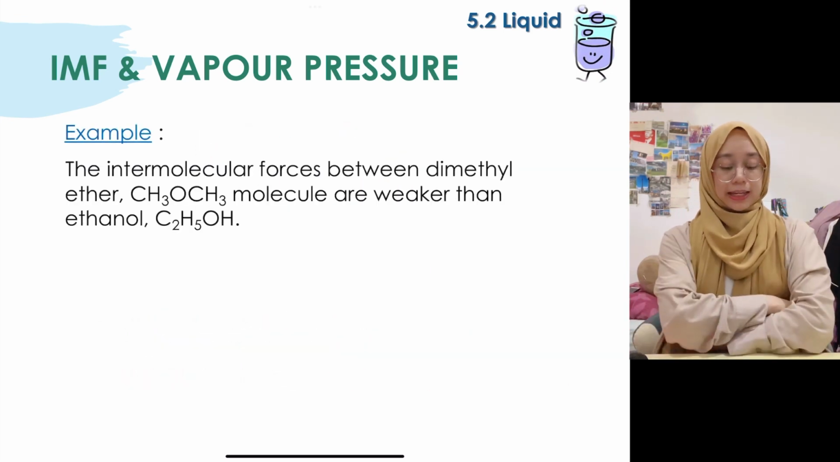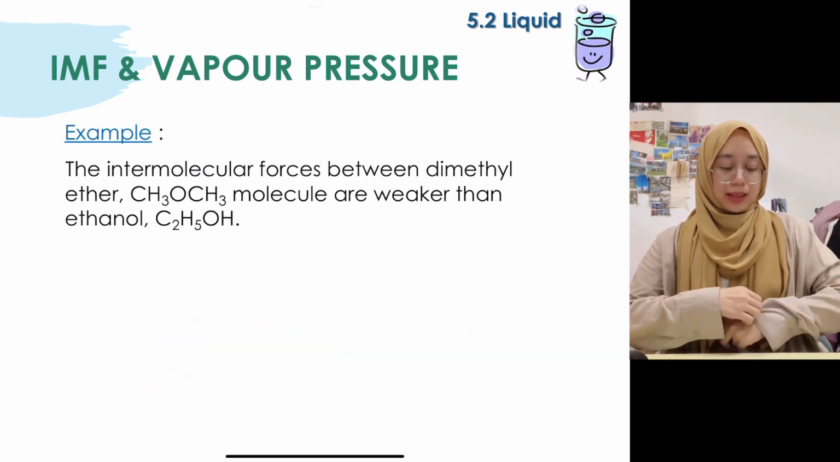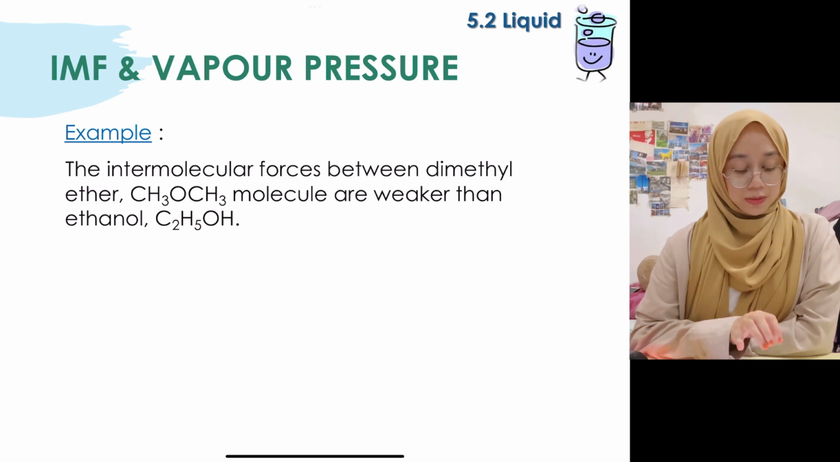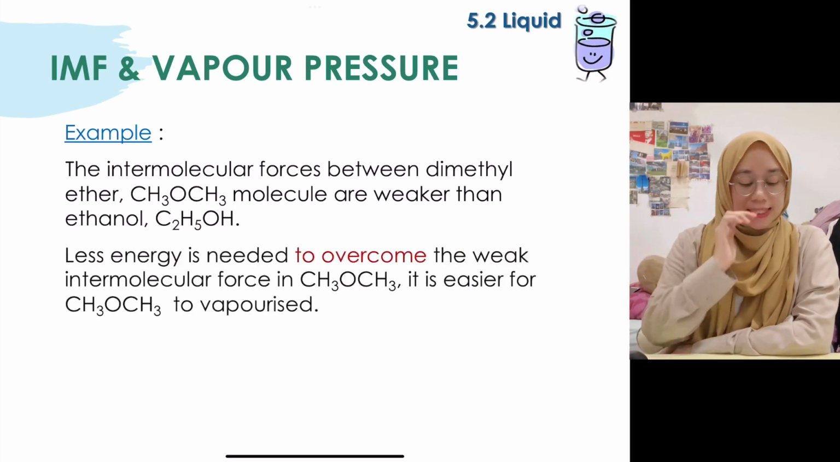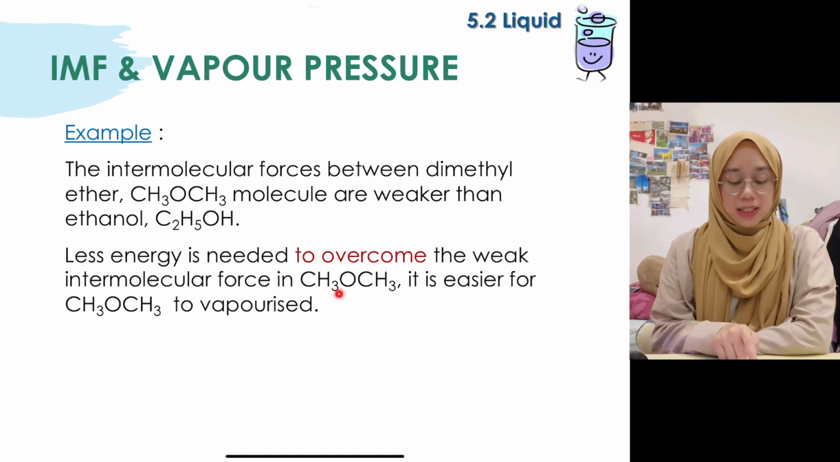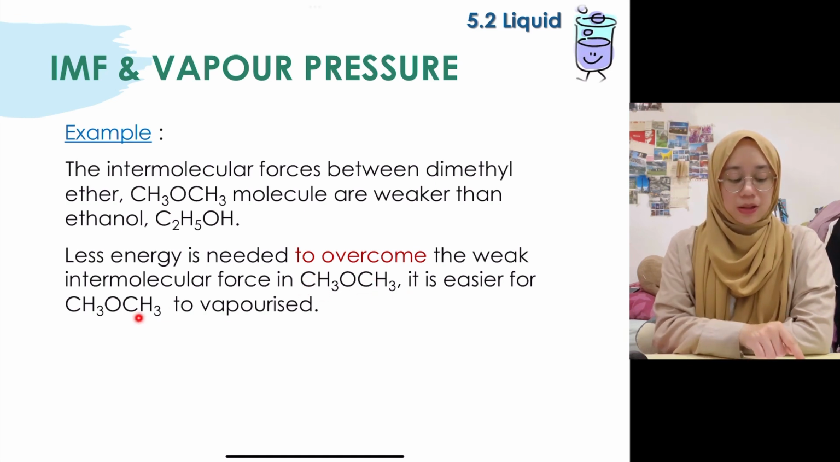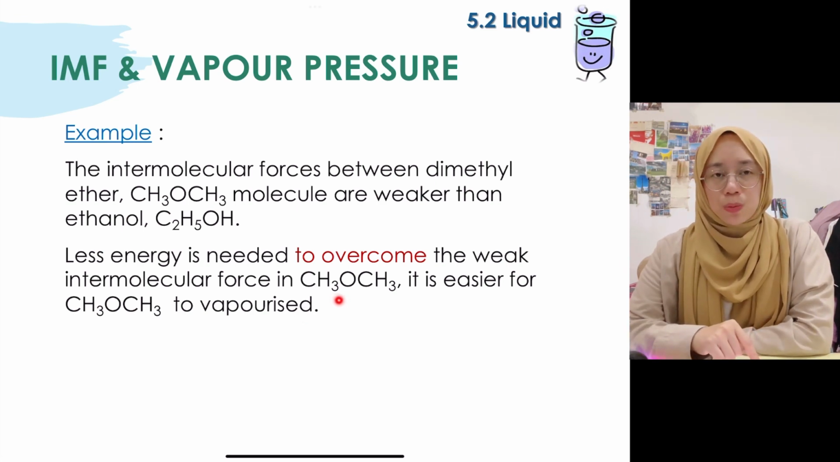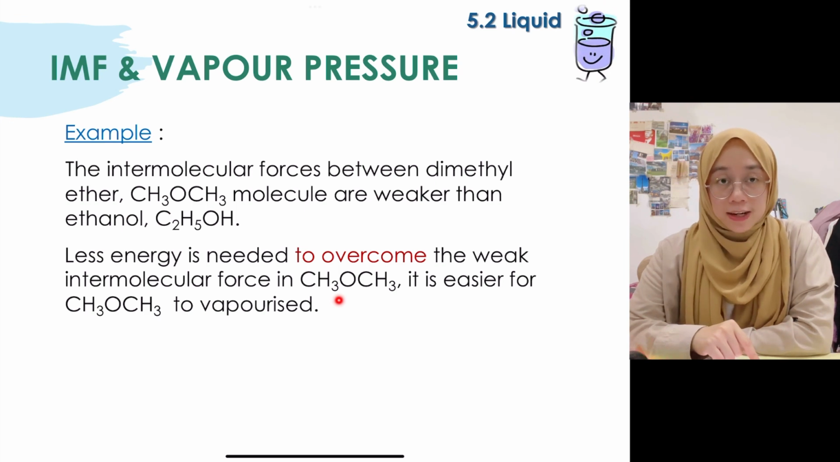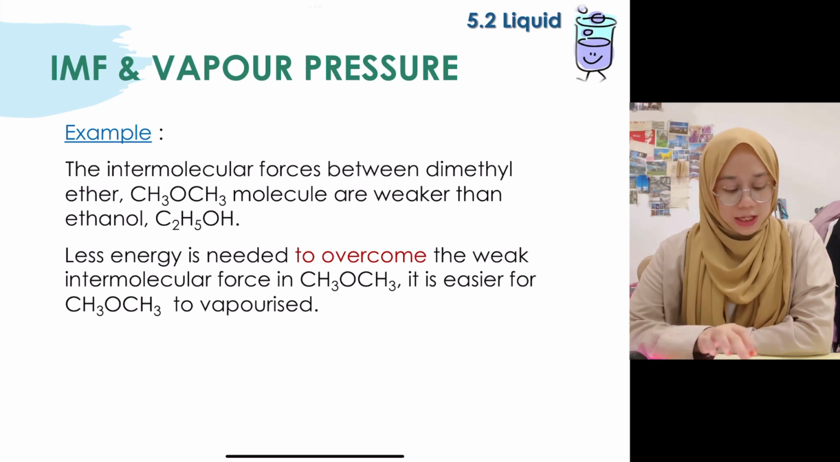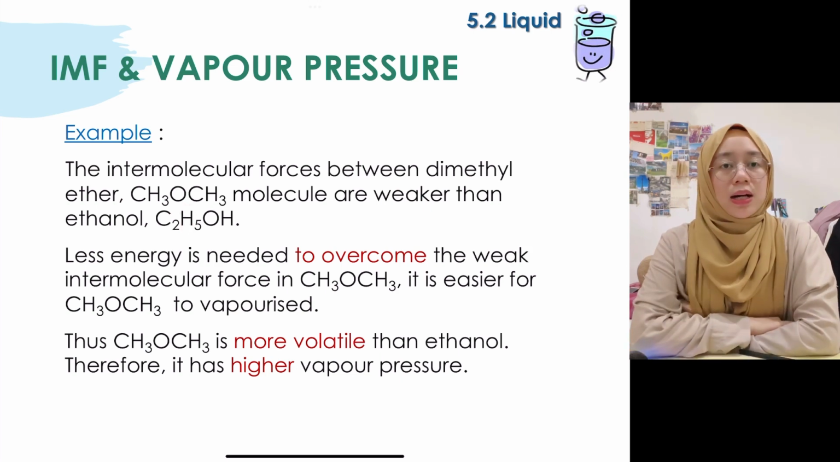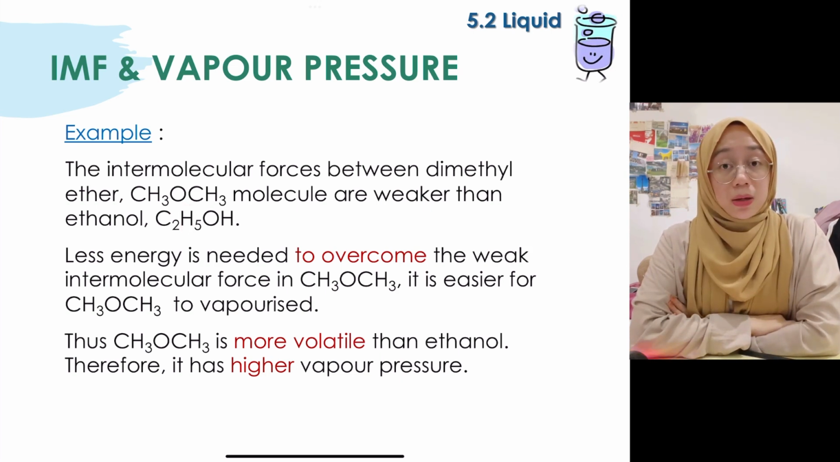Okay, so for example, kita ada intermolecular forces between dimethyl ether CH3OCH3 molecule, okay, which is weaker compared to the ethanol. Okay, kenapa sebenarnya? This is because less energy is needed to overcome the weak intermolecular forces in CH3OCH3. It is easier for the CH3OCH3 to vaporize. So sebenarnya kalau CH3OCH3 ni, dia cuma exhibit van der Waals forces sahaja. Okay, dia ada dipole-dipole forces specifically sebenarnya. Okay, tapi kalau kita punya C2H5OH pula, dia ada hydrogen bond. Hydrogen bond is stronger intermolecular forces, right?